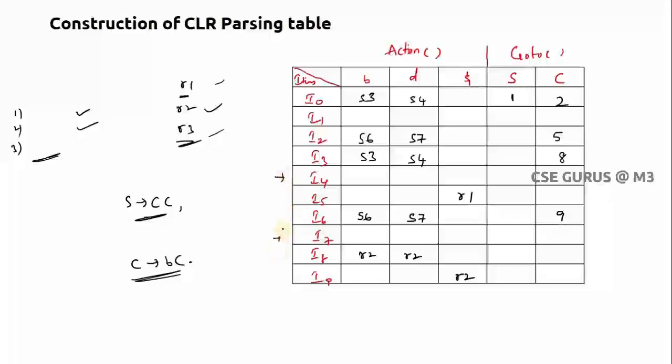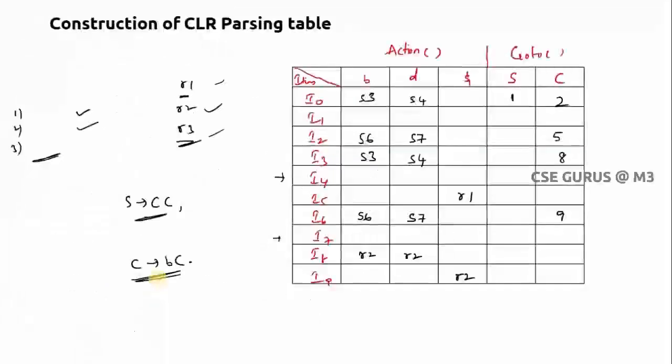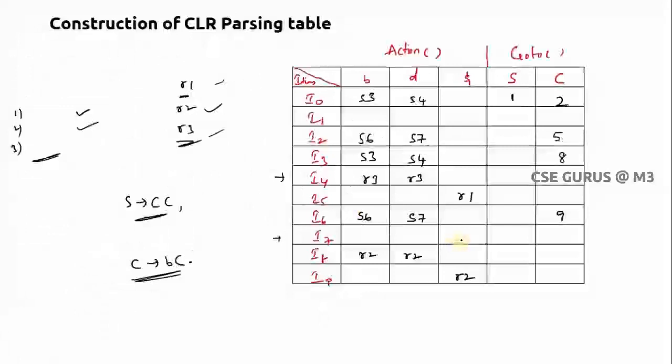In I4, what is the look ahead? B and D. So in I4 I need to go for B and D, and I need to write R3 here. And what about the next one? I7. I'll go to I7, and what is the look ahead? Dollar. In I7 I'll go to dollar and I'll write R3. So that's it. And one more thing, shifts are over, reductions are over.